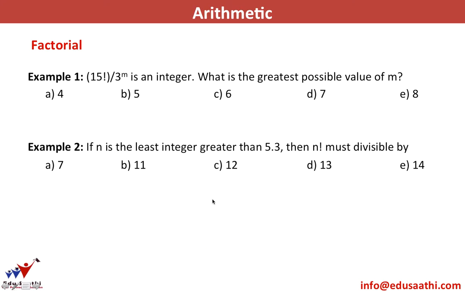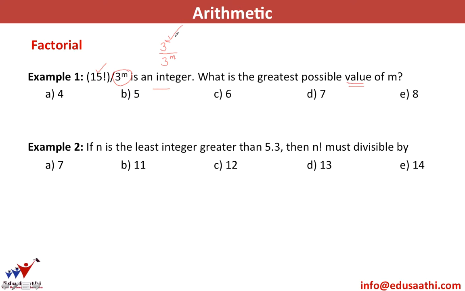Let's look at certain questions related to factorials. 15 factorial divided by 3 raised to power m is an integer. What is the greatest possible value of m? Now, if I look at this question, this means 15 factorial should be completely divisible by 3 raised to power m. That means 15 factorial should be a multiple of 3 raised to power m. The number of 3's in the numerator should be equal to the number of 3's in the denominator.